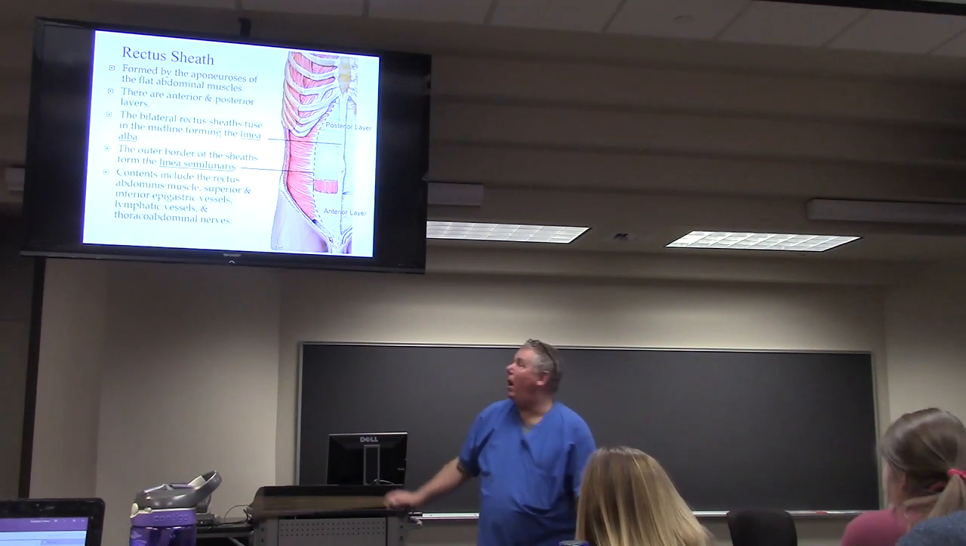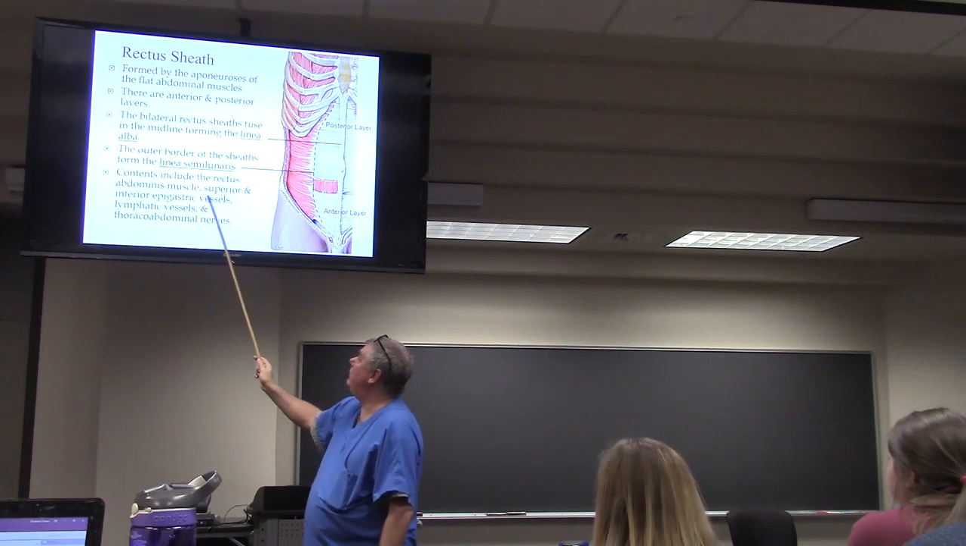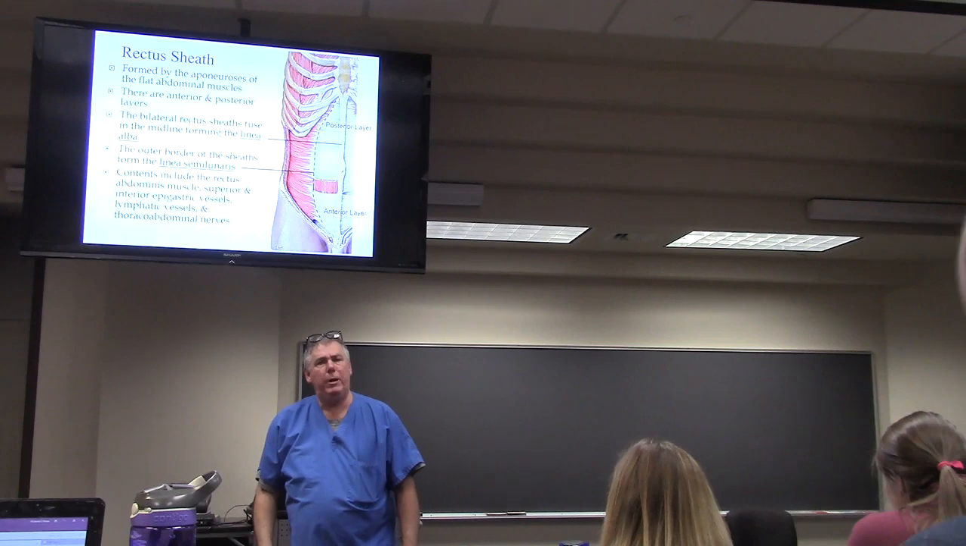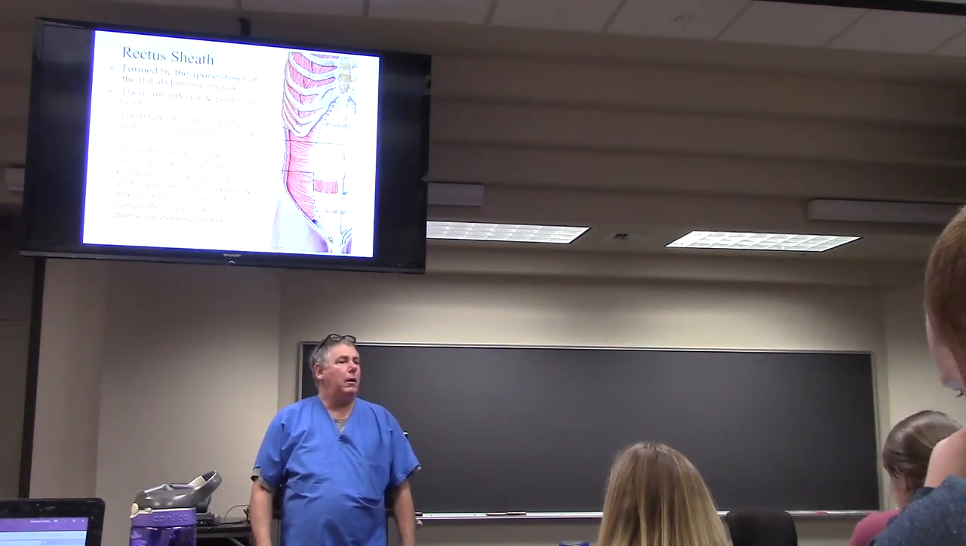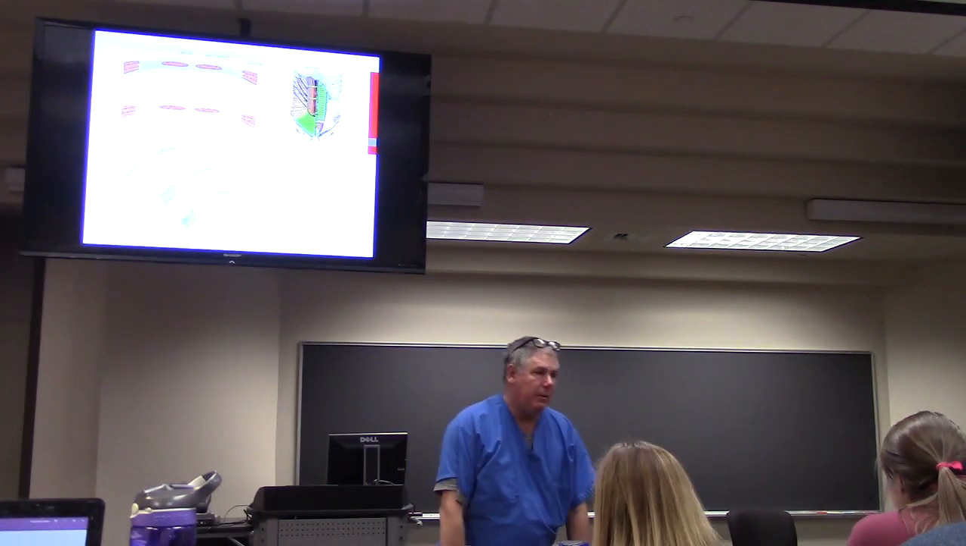It says down here, the contents of the rectus sheath include not only the muscles, but some superior and inferior epigastric vessels. Superior and inferior epigastric vessels. That's what we need to focus on here in a minute. All right, so let's talk about the sheath.